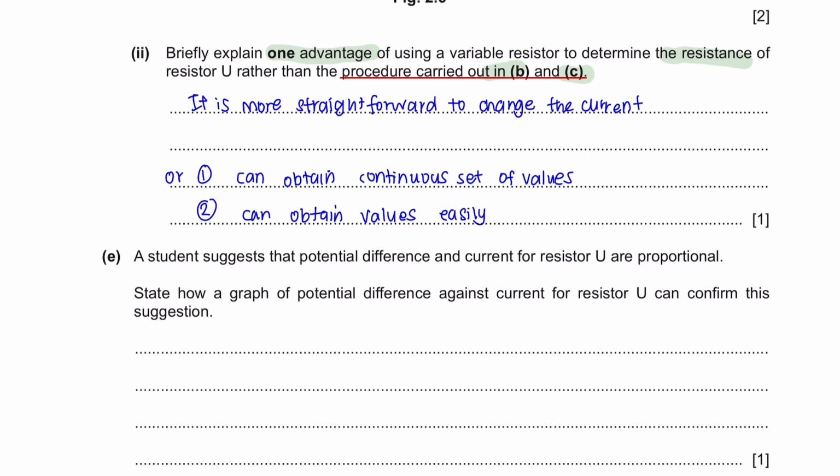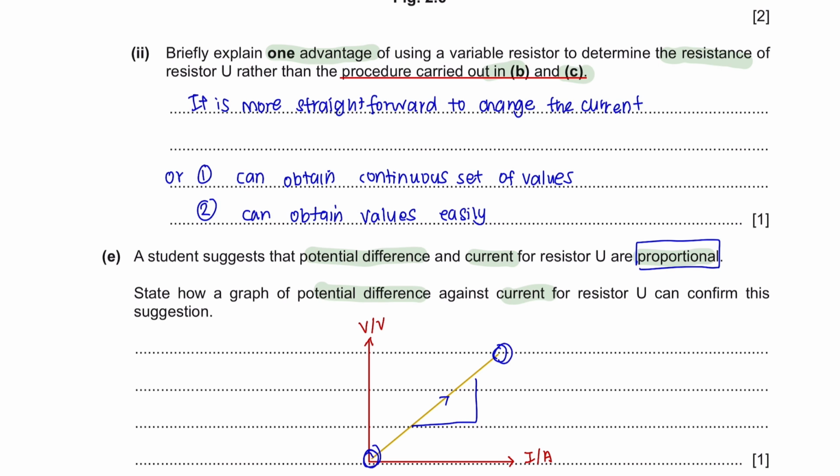Question E. A student suggests that the potential difference and current for resistor U are proportional. Suggest how a graph of potential difference against current for resistor U can confirm this suggestion. So, according to Ohm's law, this is what a graph of potential difference against current for a resistor looks like. And the student suggests that it is proportional, and as you can see in the graph, there is a straight continuous line from the origin until the end. So this confirms the student's suggestion.